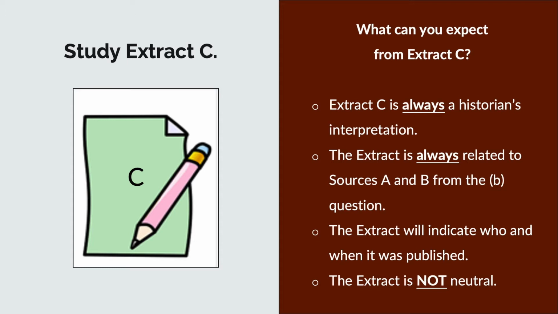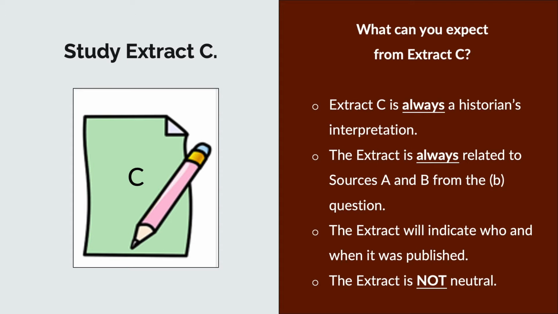The other thing which is important to keep in mind is that the extract is always related to source A and B from the B question. So in theory, you've just finished answering the B question. When you get to the C question, the topic will be the same. And for the C answer, you have to use sources A and B again. We'll get into that when we look at our example.